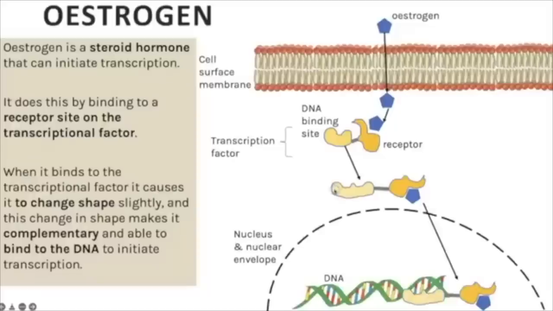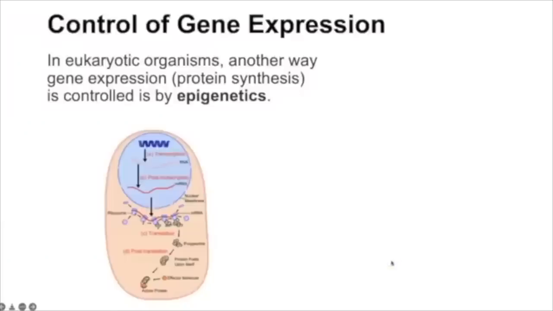That transcription factor will then move into the nucleus, and because the DNA binding site has changed shape, it's now complementary to the DNA so it can attach and initiate transcription. mRNA is then created, which can then leave the nucleus and be used in translation.